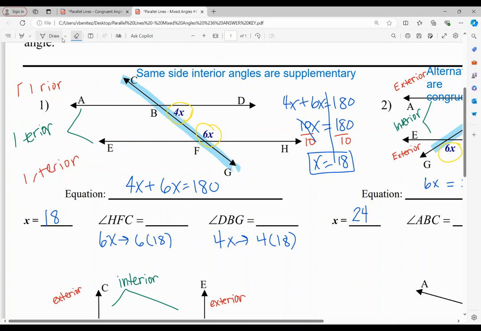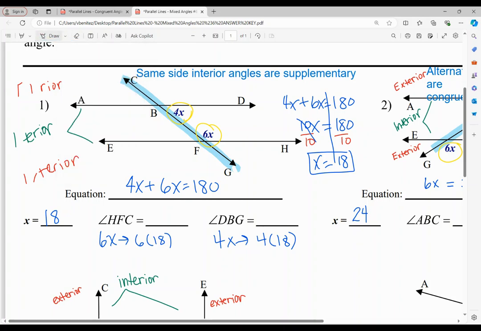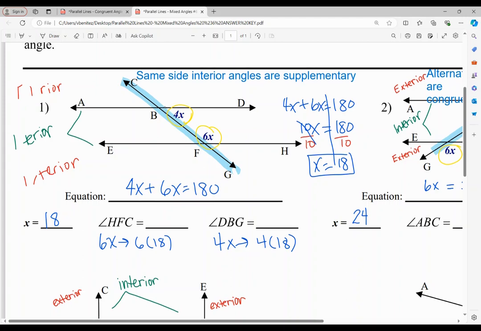Another thing I want to point out is as you look at these angles, you should notice that this angle right here is an acute angle, while this angle is an obtuse angle. So we can clearly see one is smaller than the other. So together they will add up to equal 180. So the equation that we would set up is 4x plus 6x, taking these two angles, and have them equal 180.